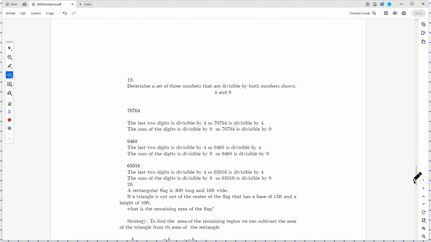Determine a set of 3 numbers that are divisible by both numbers shown. In this case here, the 70,074, the last 2 digits are divisible by 4, so 4 will divide into it evenly. And the last one here also says the sum of the digits is divisible by 9, so 9 is a factor, and the same properties exist for 9,468. And the same properties exist for 65,016. Number 20.